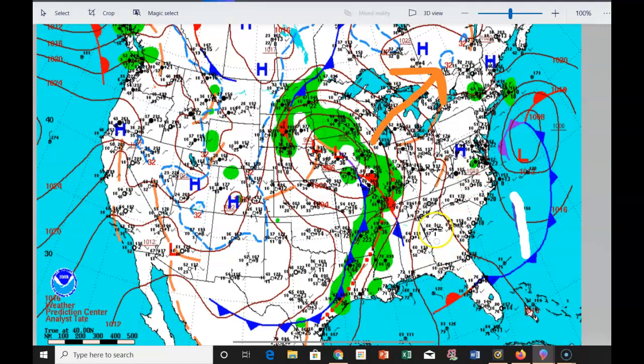And the reason they move to the northeast is because the vast majority of the United States is in the prevailing southwesterlies. So the wind is coming out of the southwest and it's pushing all these systems to the northeast.